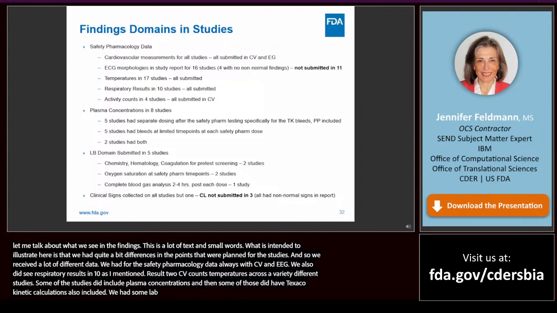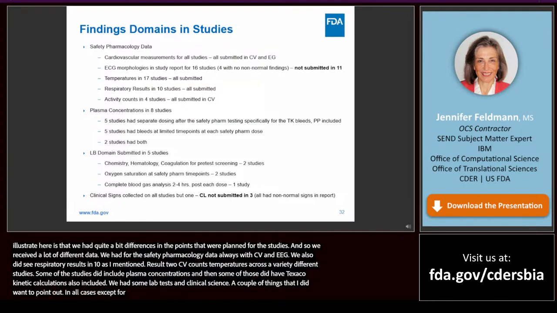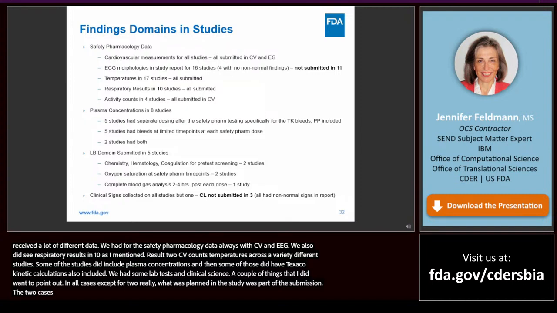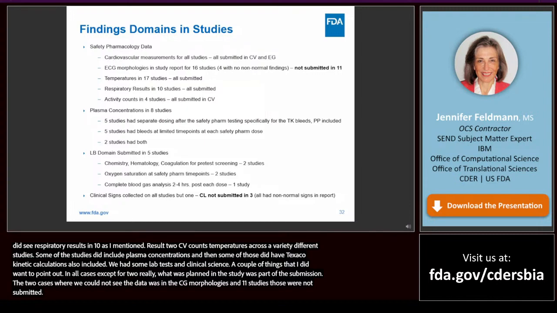So a couple of things that I did want to point out: in all cases, except two really, what was planned in the study was part of the submission. The two cases where we did not see the data was in the ECG morphologies. In 11 studies, those weren't submitted. And then in 3 cases, the clinical signs, there were non-normal signs in the report, but those were not submitted.